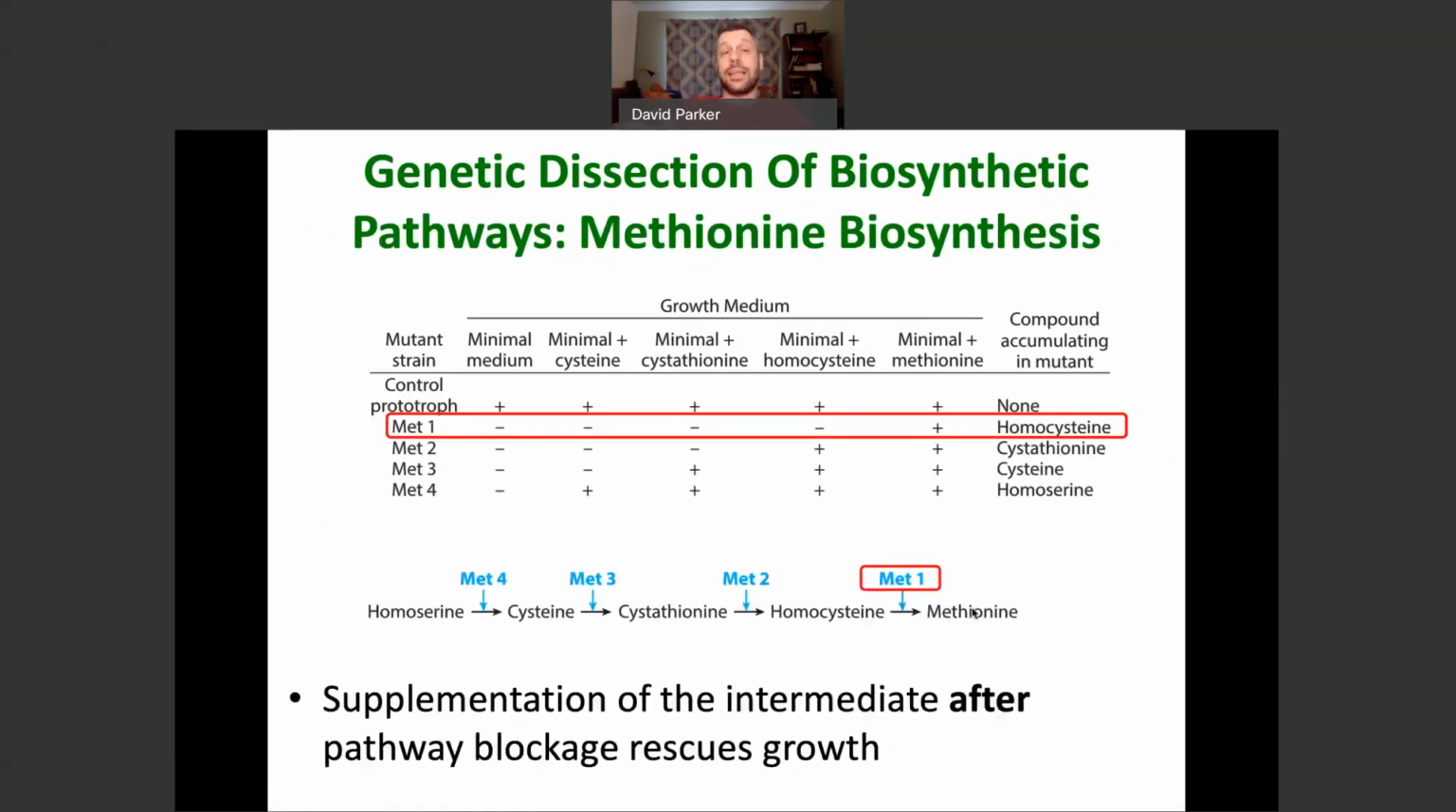And that is how you genetically dissect a pathway. You're taking a mutant, you're adding different things to minimal media, seeing what it can grow on and what it can't. You can use that to order the pathway, where the genes are.